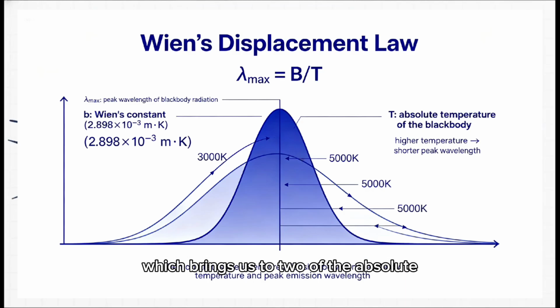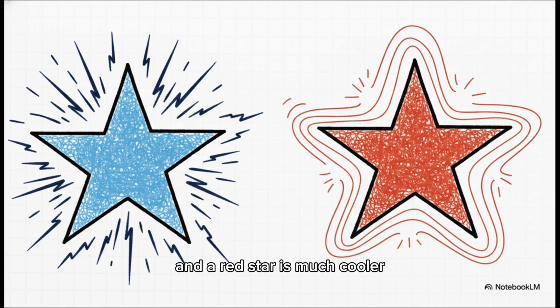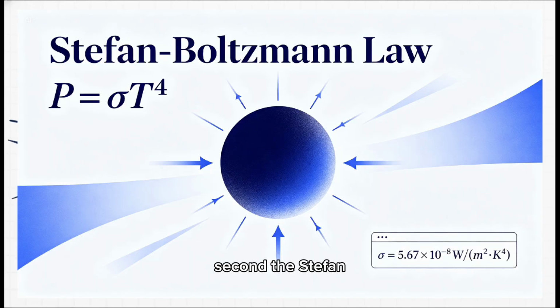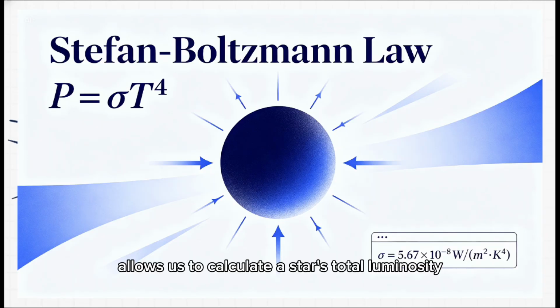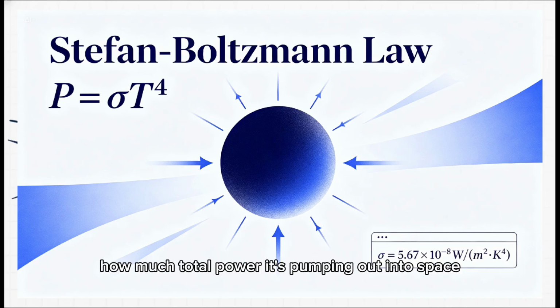Which brings us to 2 of the absolute most powerful tools in astrophysics. First, Wien's law, where lambda max times T equals b, answers our opening question. A star's peak wavelength tells us its exact surface temperature. A blue star is blistering hot, and a red star is much cooler. Second, the Stefan-Boltzmann law allows us to calculate a star's total luminosity just by looking at its radius and temperature, revealing exactly how much total power it's pumping out into space.